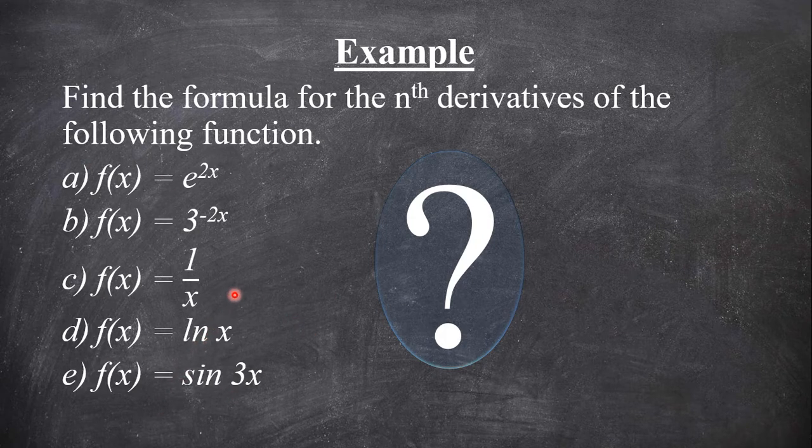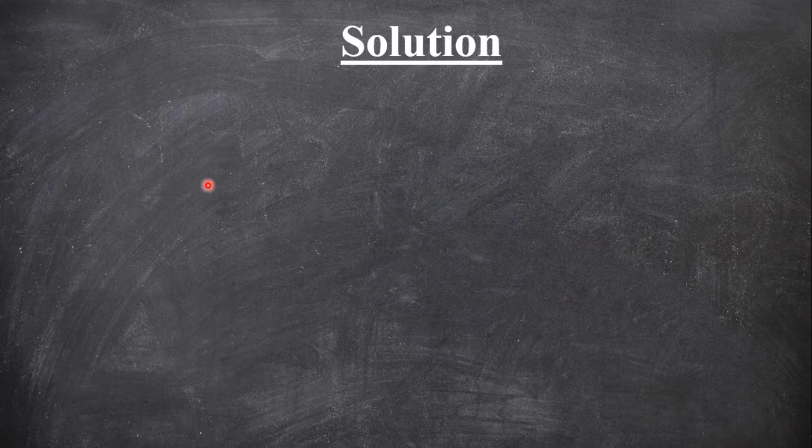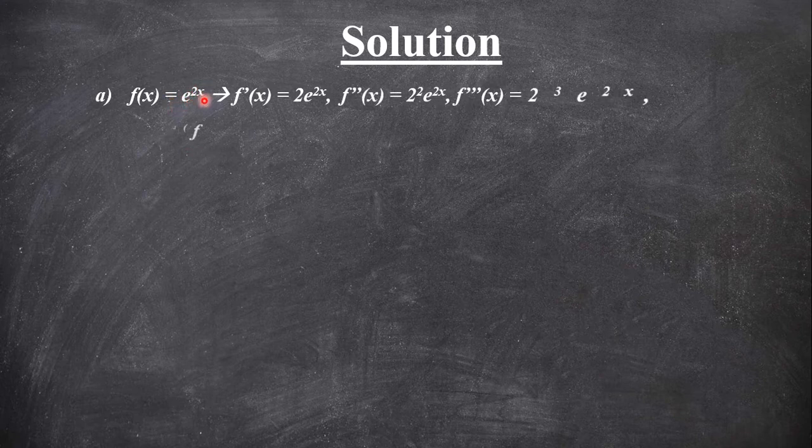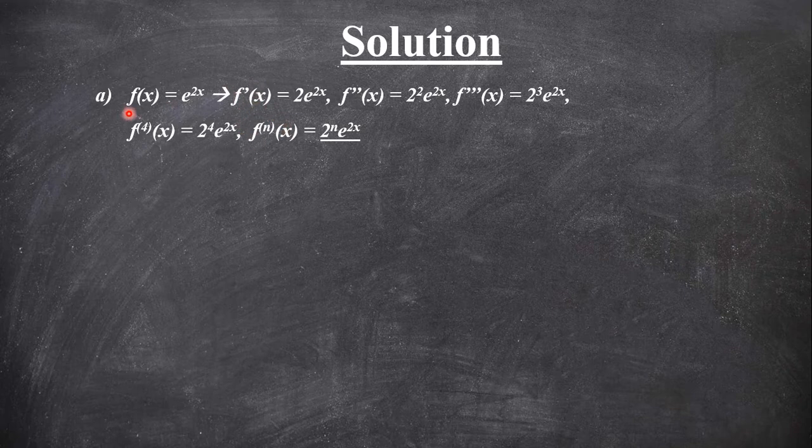Okay, so the solution part. Here for a, f of x equals e to the power of 2x, which implies that f prime of x, the first derivative of this function, is 2 times e to the power of 2x. And the second derivative of this function will be 2 squared e to the power of 2x. And also the third derivative of this function is 2 cubed e to the power of 2x. The fourth derivative is also 2 to the power of 4 e to the power of 2x.